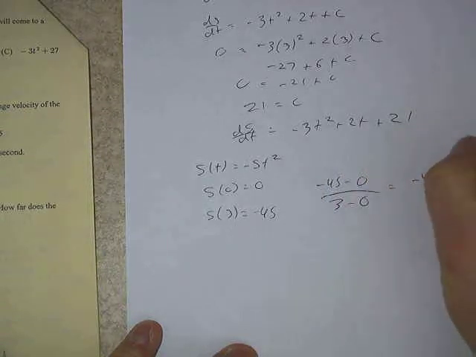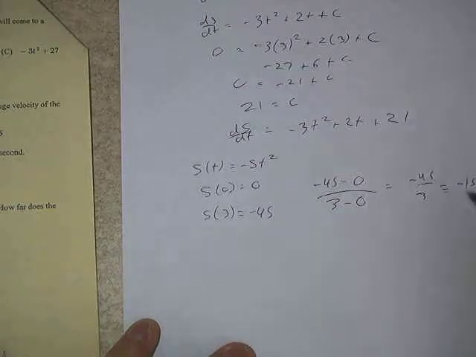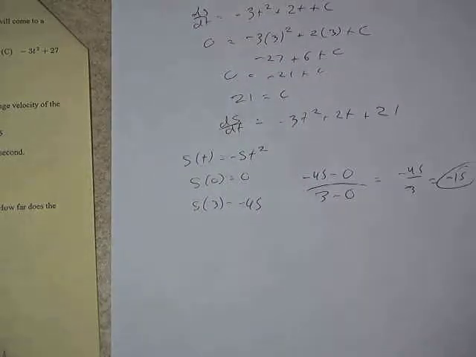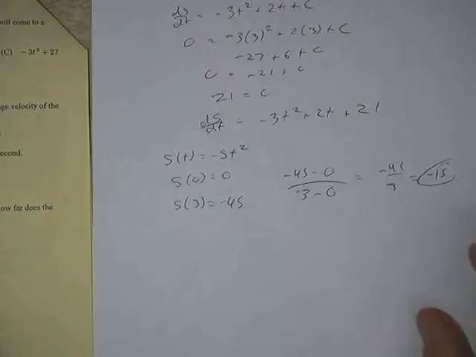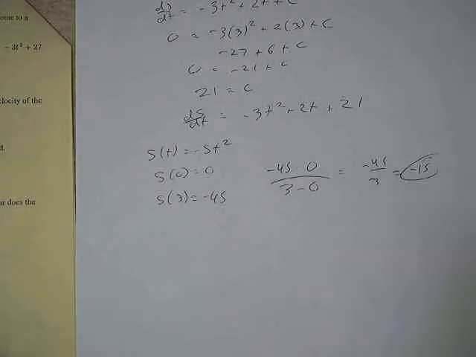Well, s of 0 here would be 0. s of 3 here would be negative 45. I put in my 3. 3 squared is 9. 9 times negative 5 is negative 45. So if I do my negative 45 over 0, I get negative 45 over 3 which ultimately gives me negative 15. And so what is my average velocity?